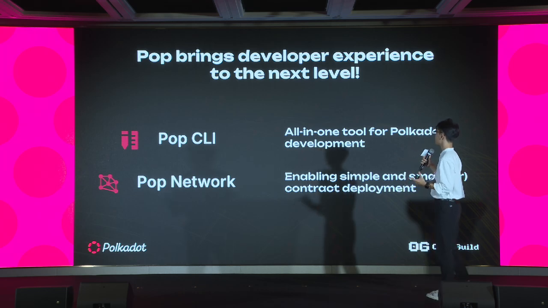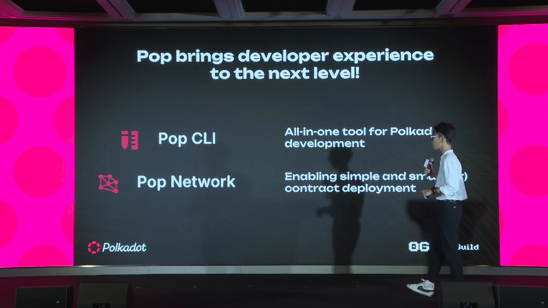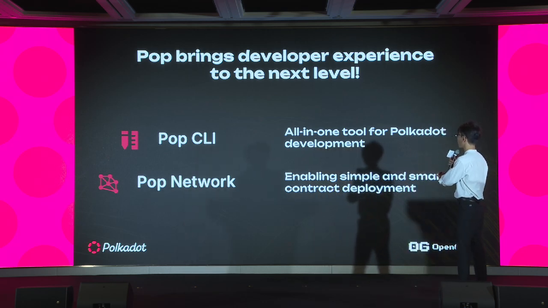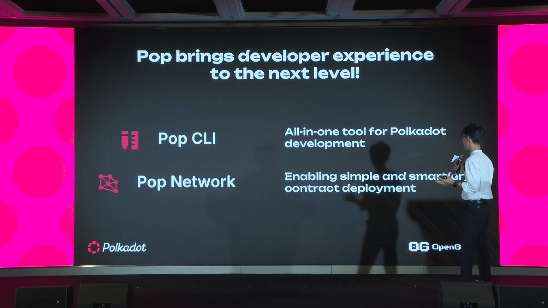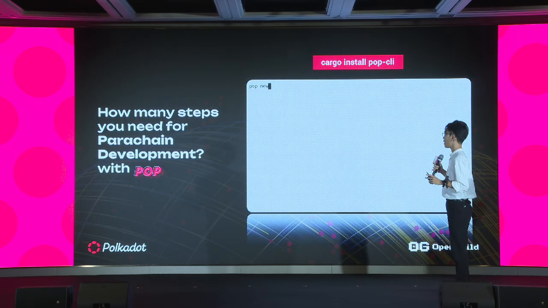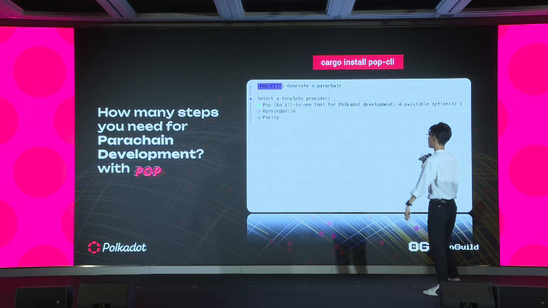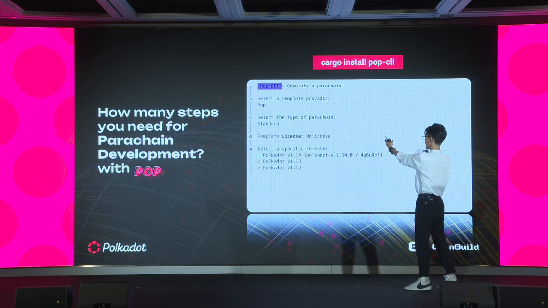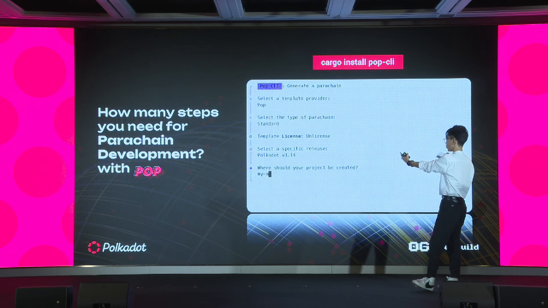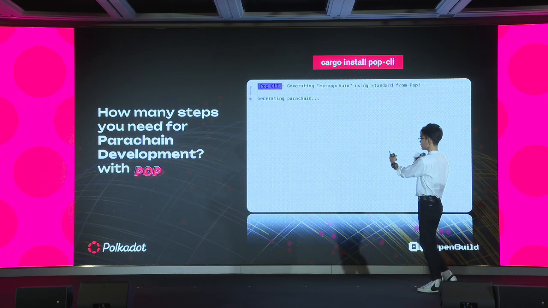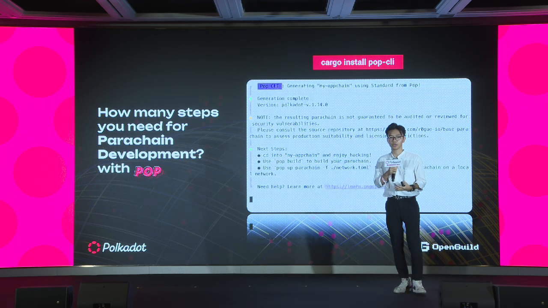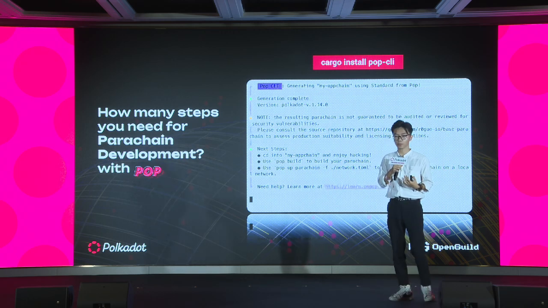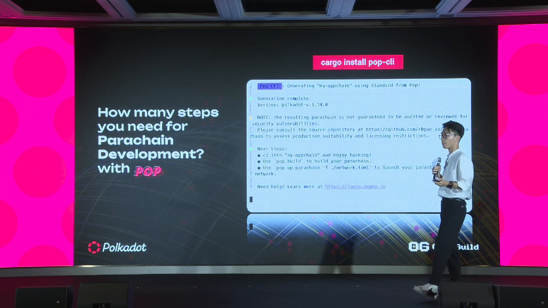So POP brings developer experience to the next level. POP has two main products, which are POP CLI and the POP network. POP CLI is an all-in-one tool for Polkadot development, and the POP network enables simpler and smarter contract deployment. We also have a demo here where you just run one command, like pop new parachain. Then you can select a template and the type of parachain, license, version, and where it can be located. After you define the location, you also define the name and the symbol of the token. Then you have your own Substrate-based blockchain with a customized token easily with a few commands.